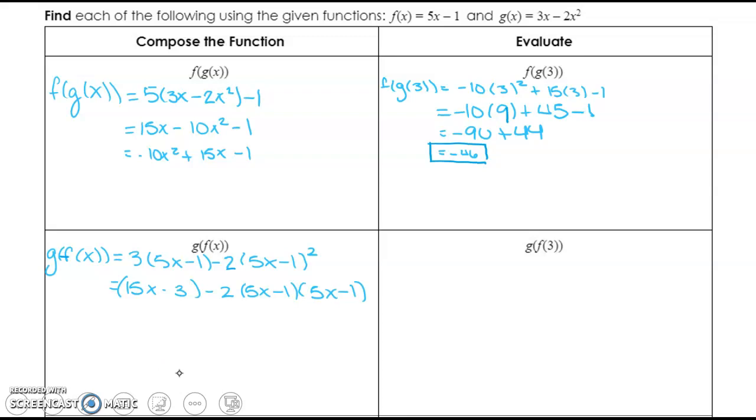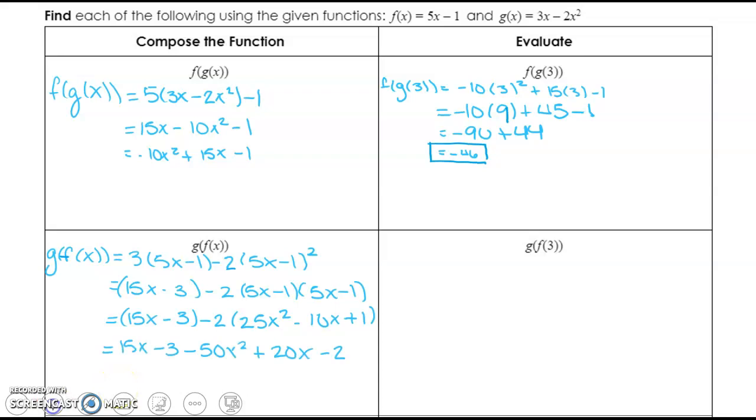And then if we were to use distributive property again, we would do 5x times 5x plus 5x times negative 1 plus negative 1 times 5x plus negative 1 times negative 1. So just distributive property there. And we would simplify down to get 15x minus 3 minus 2 times 25x squared minus 10x plus 1. And then now we need to distribute in that negative 2.